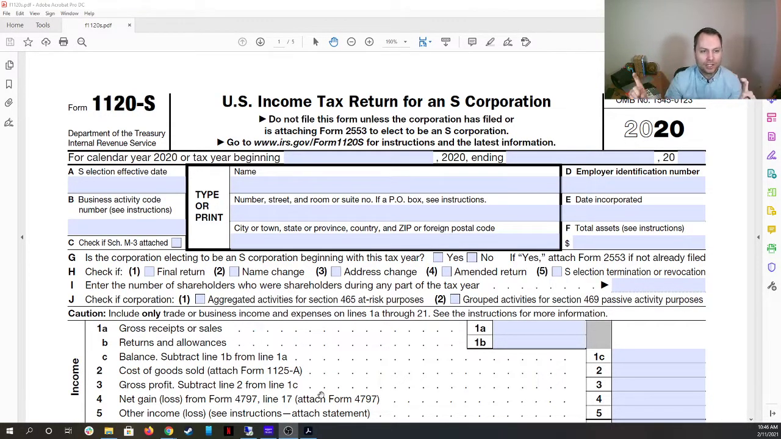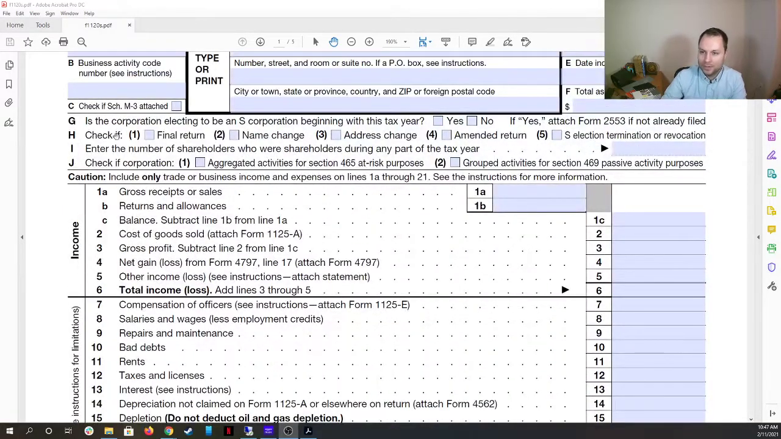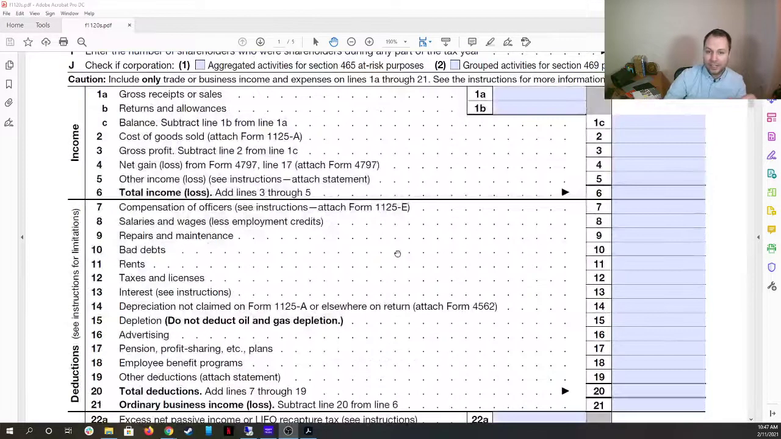At the top here, just as with a 1040, is your business information. So always make sure that the name, address, employee ID, date incorporated, things like that are correct still. And then the election date should be up here, and business activity. All of these should be the same pretty much every year unless your address changes, of course. Most of this doesn't apply unless you're amending or you have a final return or there's a name change, address change, things like that. So we're going to jump down to here.